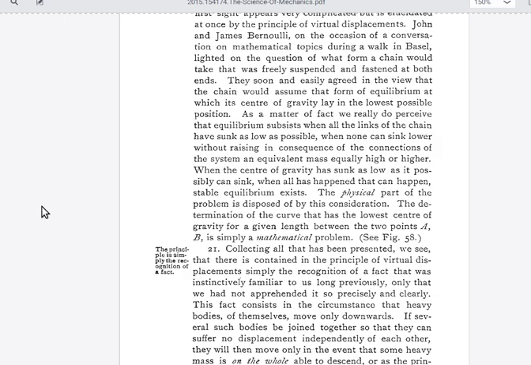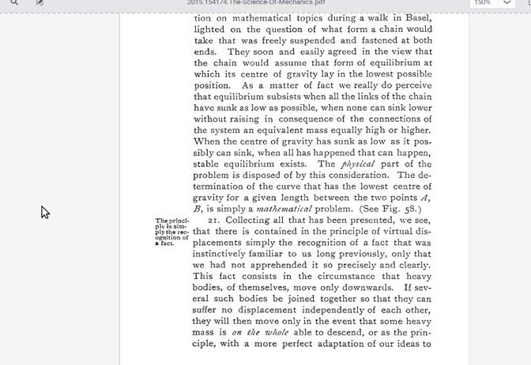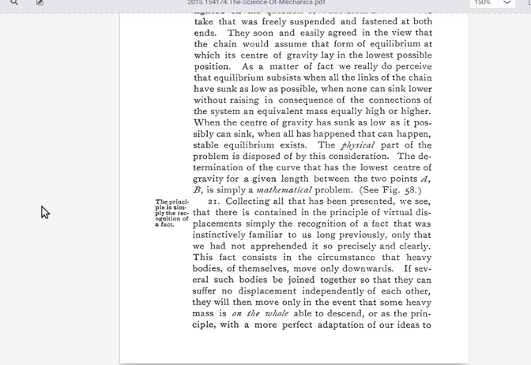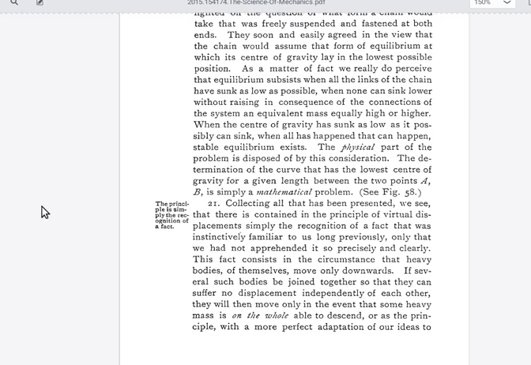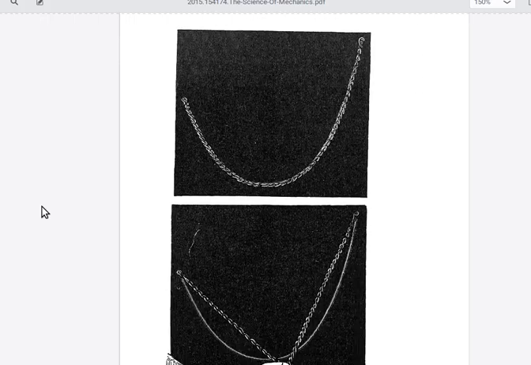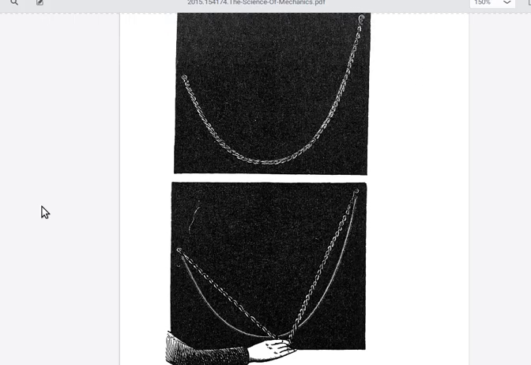When the center of gravity has sunk as low as it possibly can sink, when all has happened that can happen, stable equilibrium exists. The physical part of the problem is disposed of by this consideration. The determination of the curve that has the lowest center of gravity for a given length between the 2 points A, B is simply a mathematical problem.